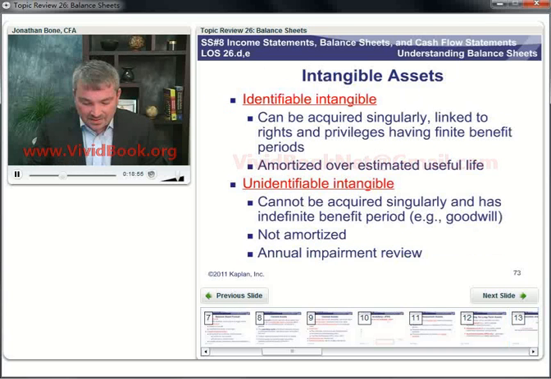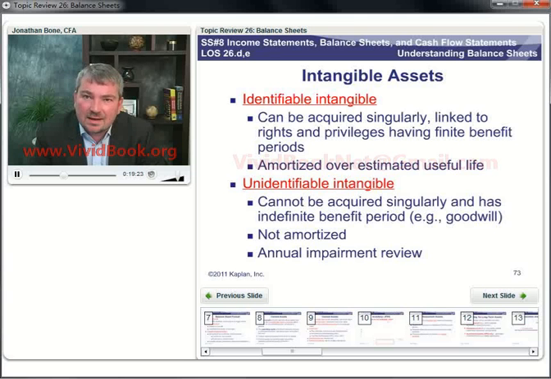So let's have a look at some intangible assets that we may spot. We talk about identifiable intangibles and unidentifiable intangibles. Identifiable intangibles, you can see, are linked to rights and privileges that have a finite benefit period. In other words, they have a finite life. And because they've got a finite life, we're going to amortize them over the finite life. And we said we normally amortize in most situations using straight line.